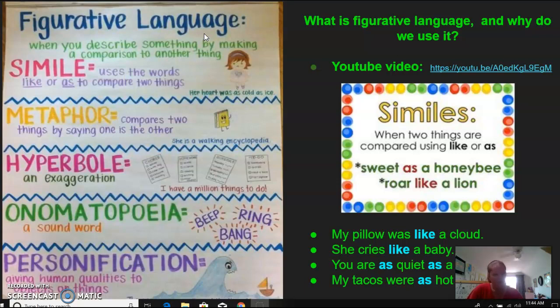So that's what figurative language is. It's just a different way of saying things. I always like to say it's a play on language, right? It's where we play around with it and have fun with it. That's why we see it a lot in poetry. Now we're going to talk about similes first. You can see on this anchor chart, it says similes use the words like or as to compare two things. So you know that when you hear a simile, it's comparing two things.